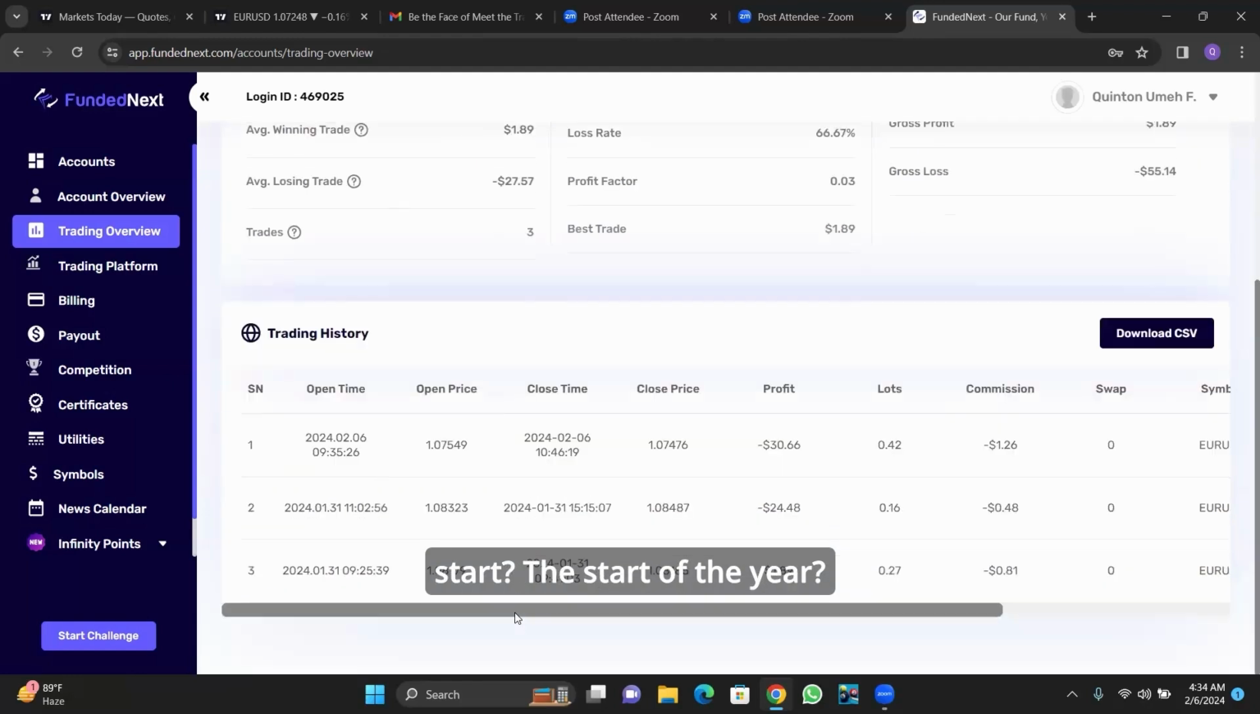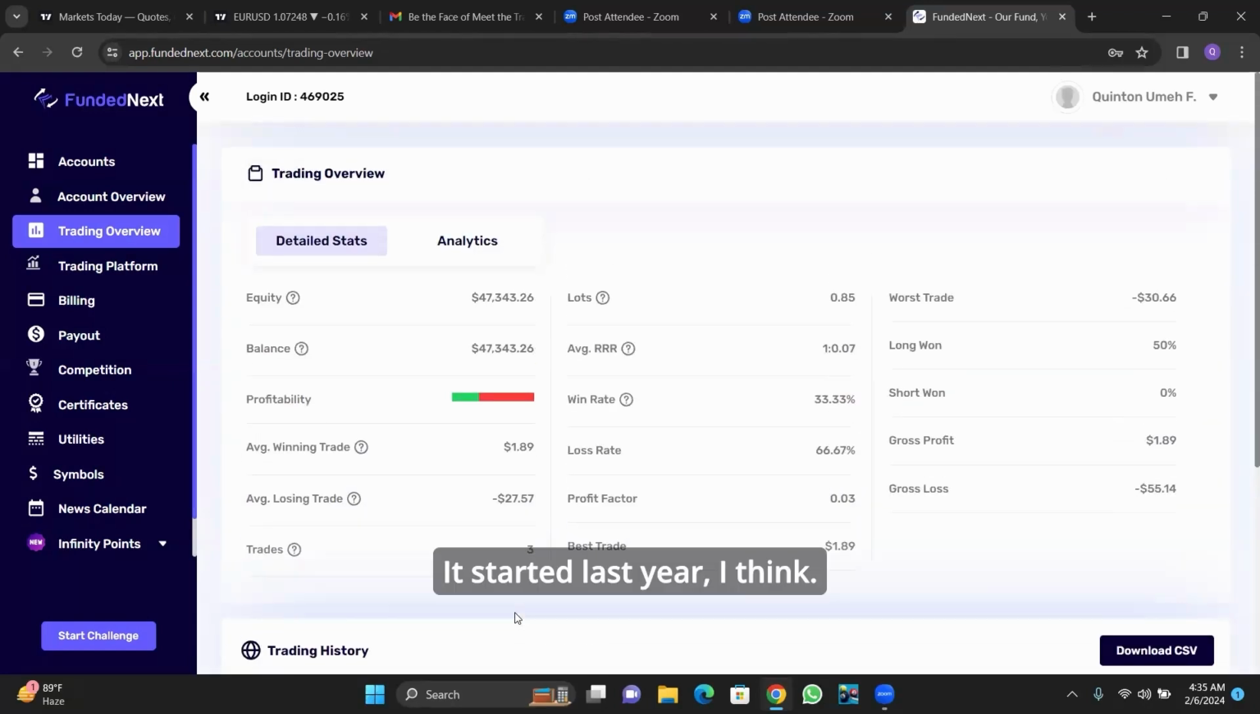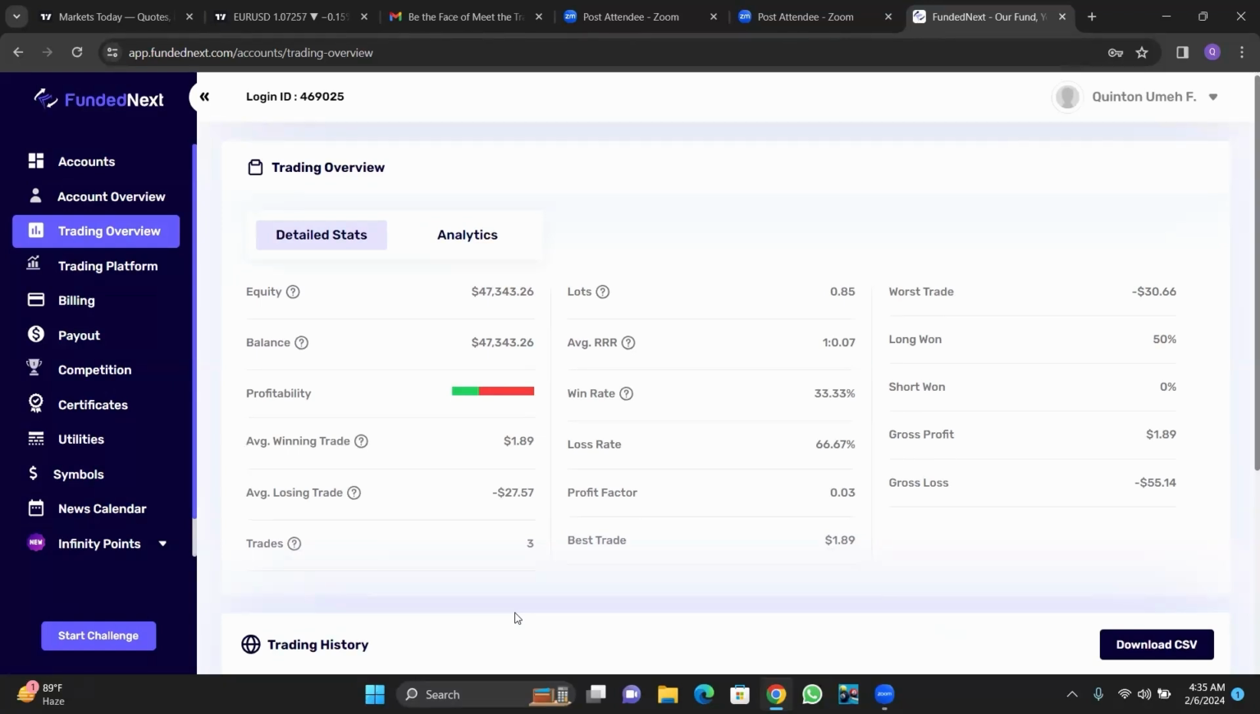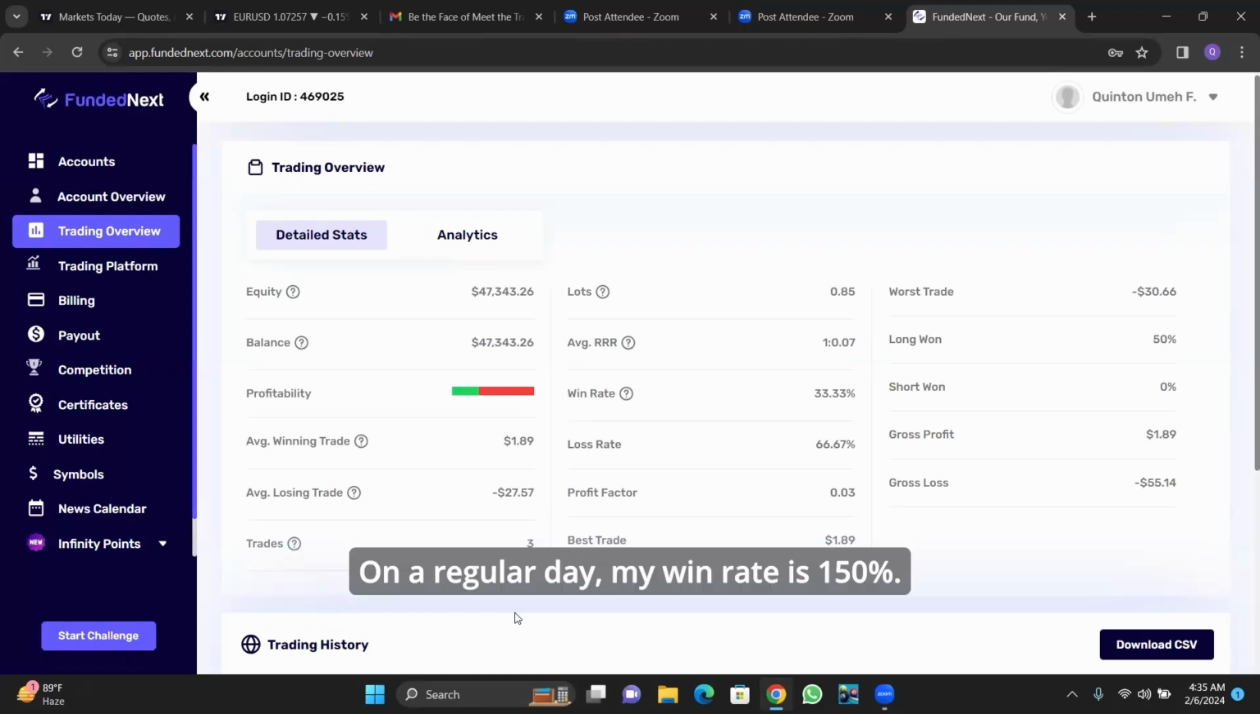So when did this account start? At the start of the year? We started last year, I think. Last year, okay. October last year. Okay, so your win rate's a little bit lower than it should be, 33%. Yeah, because of my excess losses, it dropped down. But on a regular day, my win rate is 50% and above, usually 70%, but I don't really take win rates and P&L as a measure. Okay, fair enough. All right, let's leave that. That's probably not a true window on what you've been doing.